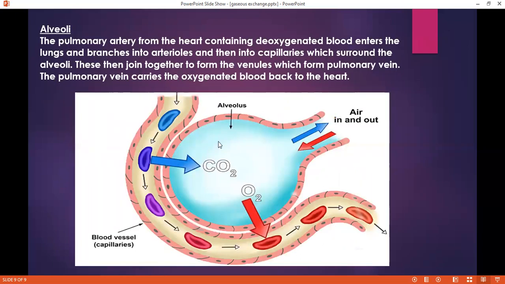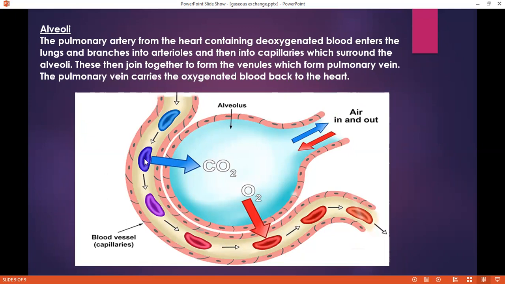So we see what basically happens at the surface of alveoli. The pulmonary artery from the heart containing deoxygenated blood enters the lungs and branches into arterioles and then into capillaries which surround the alveoli. These then join together to form the venules which form the pulmonary vein. The pulmonary vein carries the oxygenated blood back to the heart. So here you can see that this is the pulmonary artery. It carries the deoxygenated blood.